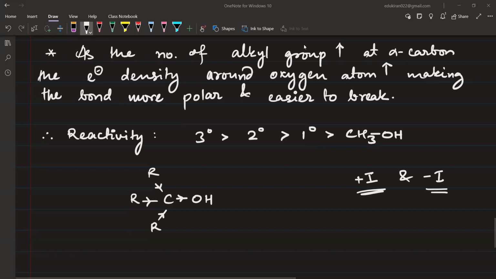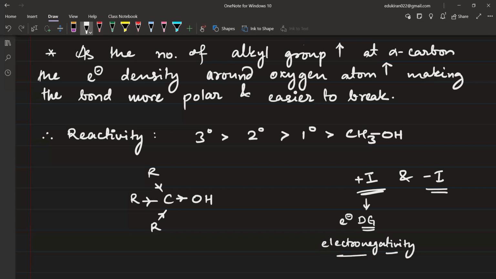So plus I means electron donating group. So they give electrons away from themselves. And generally, do you know about this word electronegativity? Generally, plus I groups have less electronegativity, and minus I groups attract electrons towards themselves. These are electron withdrawing groups. So the alkyl groups generally have less electronegativity. That is why they give electrons. And the oxygen atom has more electronegativity. That is why it is attracting all the electrons.